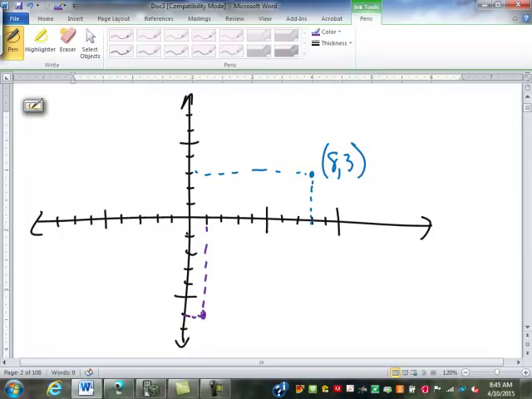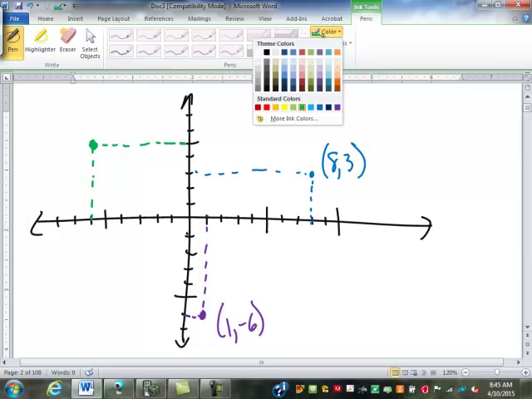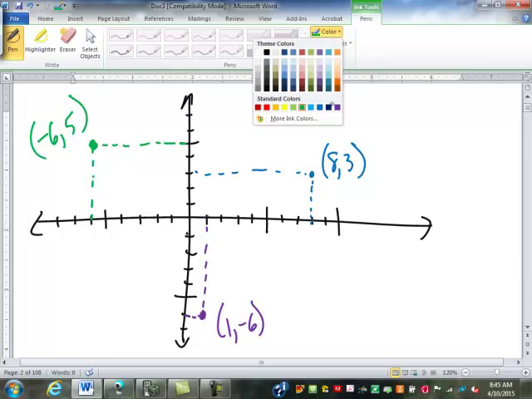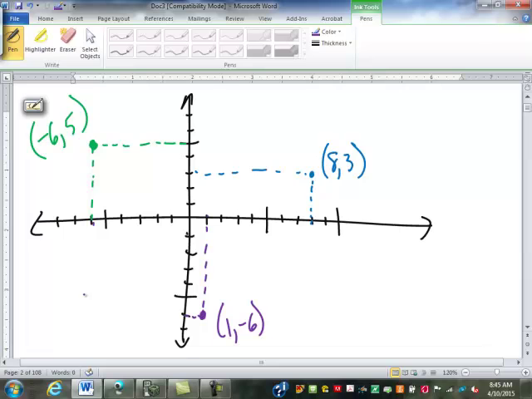How about this point right here? Perfect. 1 and -6. Again, it's the horizontal axis first, which is 1. And then -6 down here is the vertical axis. How about this one? Perfect. -6 and 5. We trace it down to the horizontal axis is -6, and the vertical axis is at 5.